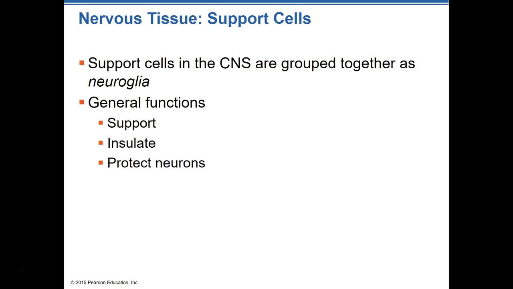These are grouped together, and we call them neuroglia. It's just the common grouping of how we refer to them as a group. There are individual neuroglia that we're going to talk about, but as a group, these are the support cells of the nervous system.